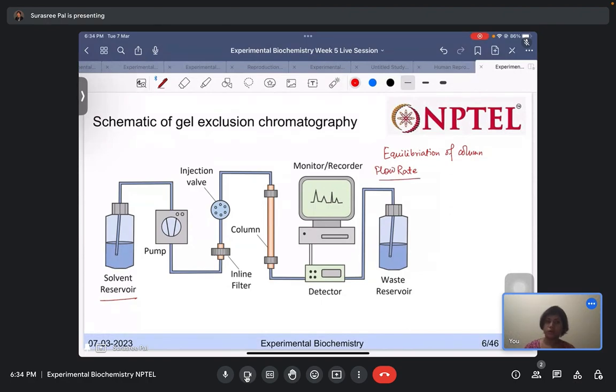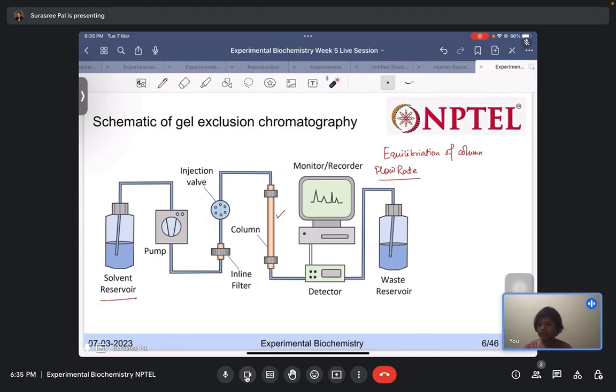Now the flow rate has to be monitored very carefully, because if the flow rate increases, then it will create a back pressure in the column, because the column is tightly packed. So there will be a back pressure in the column and the column will get damaged because of the high flow rate. So we need to keep the flow rate in check. Now the next thing is, this pump will allow a particular flow rate of solvent, and that will pass through the column.